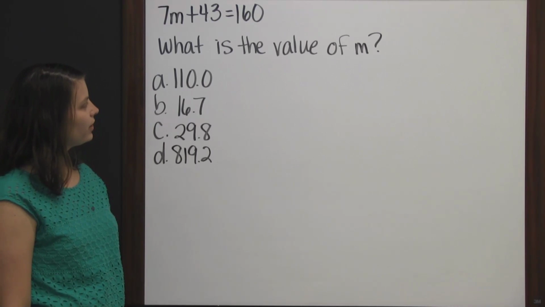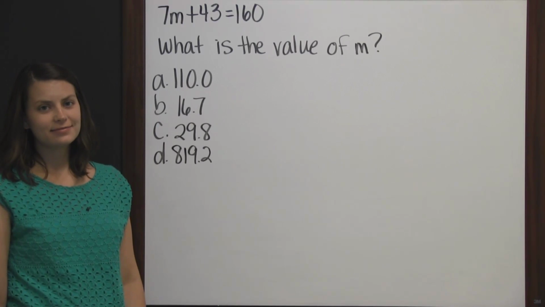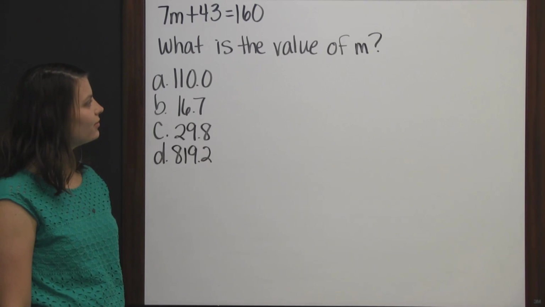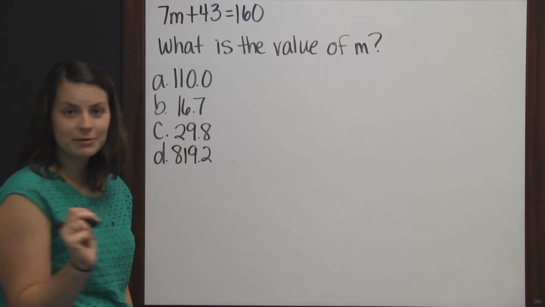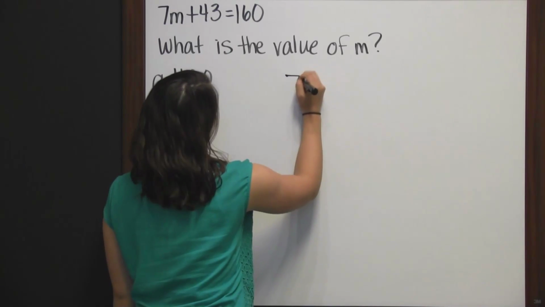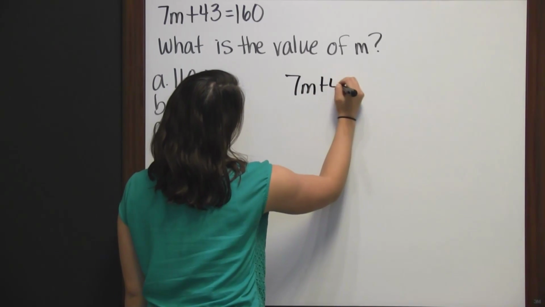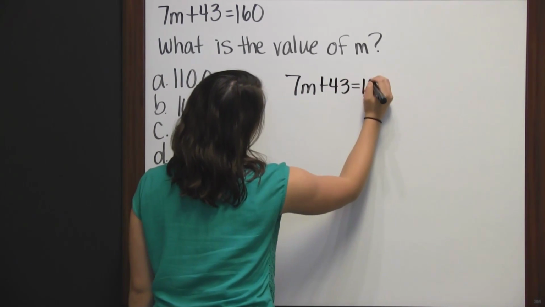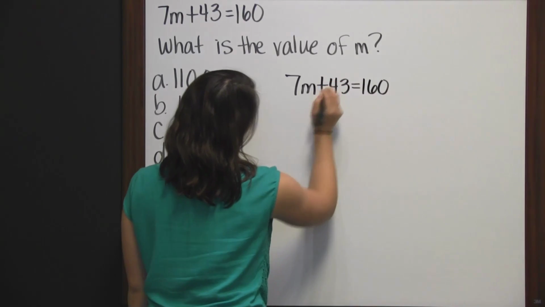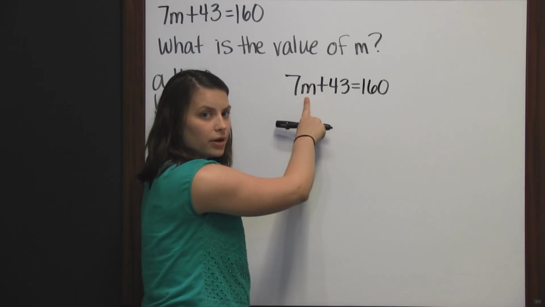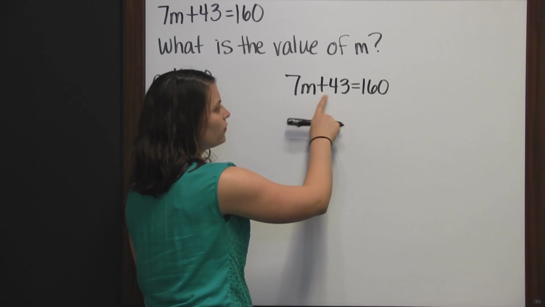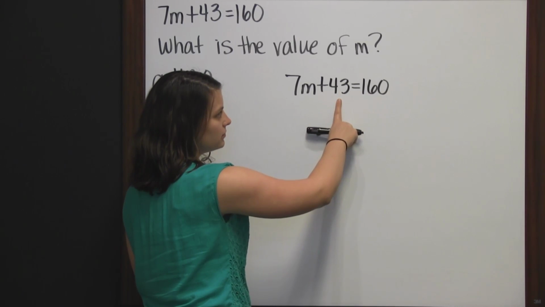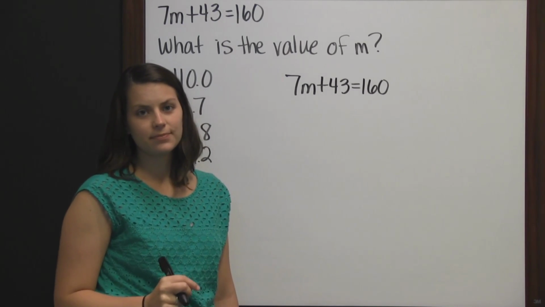7m plus 43 equals 160. What is the value of m? So first I'm going to rewrite my equation. 7m plus 43 equals 160. We want to know what number multiplied times 7 with 43 added to that would give us 160.